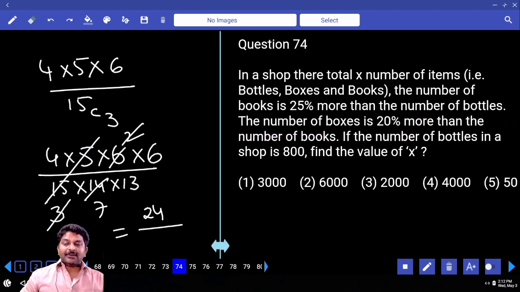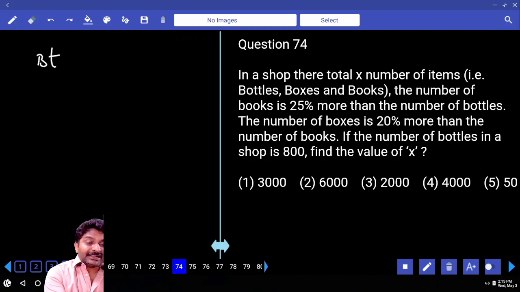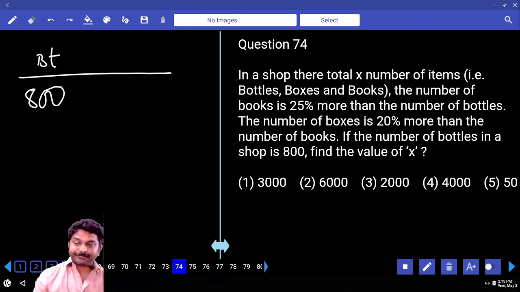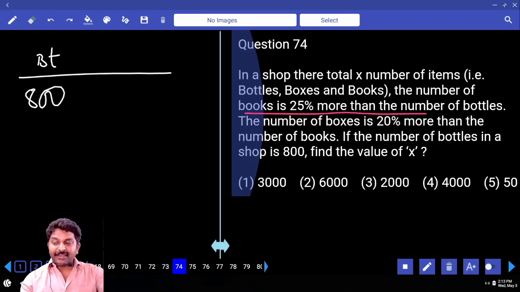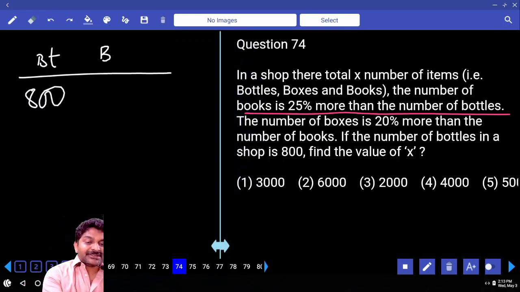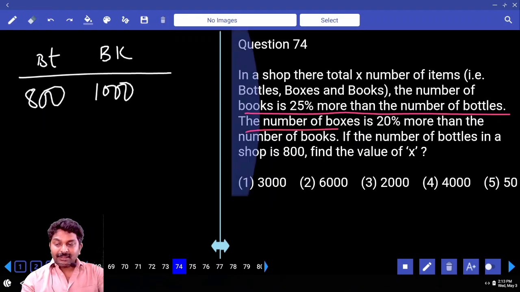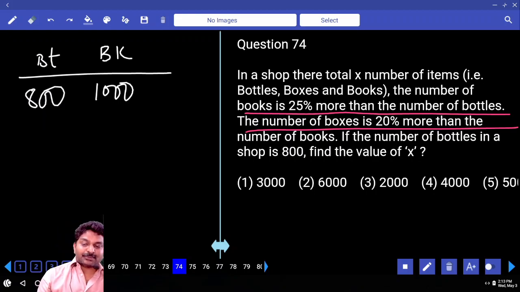In a shop there are a total of X number of items: bottles, boxes and books. Number of books is 25% more than number of bottles. Number of boxes is 20% more than number of books. If the number of bottles in the shop is 800, books is 25% more than the bottles. That means books are 1000 only. Number of boxes is 20% more than books, which is 1200 only.